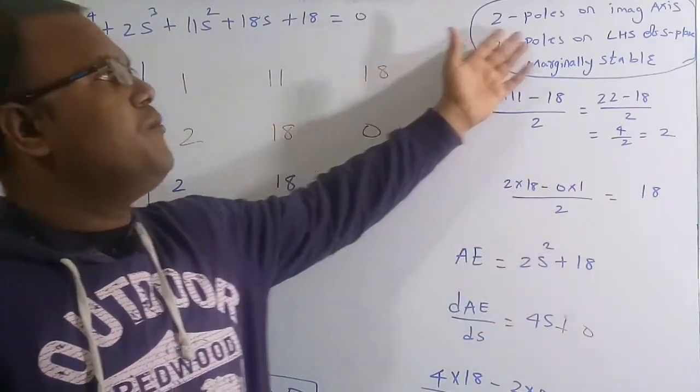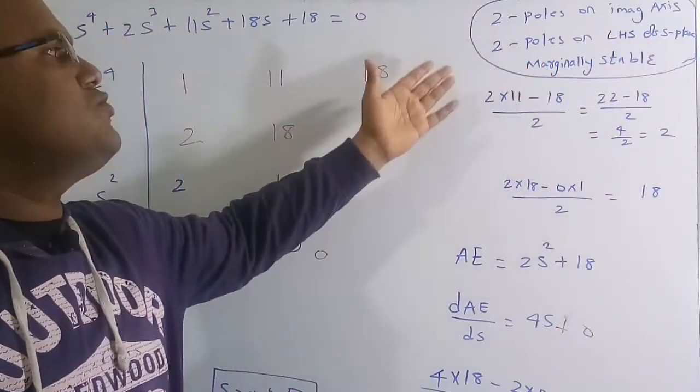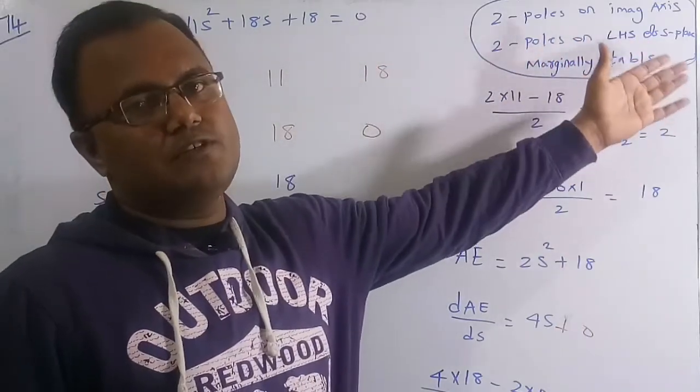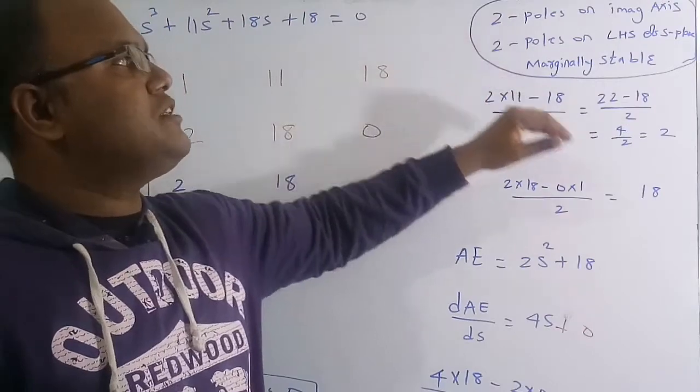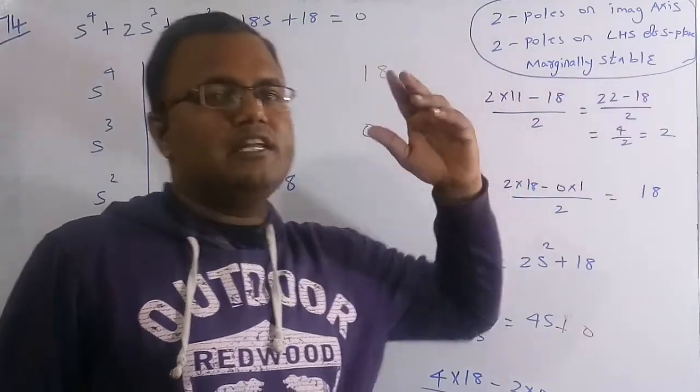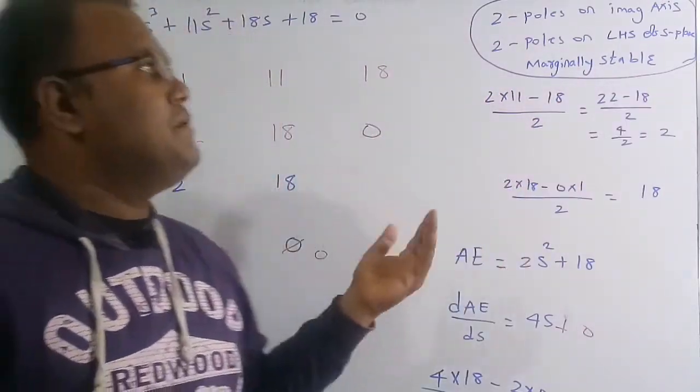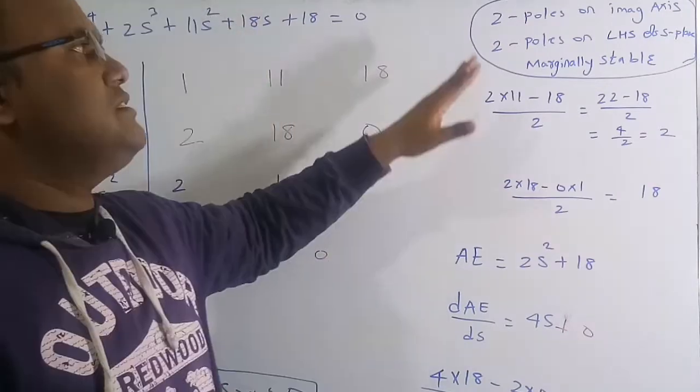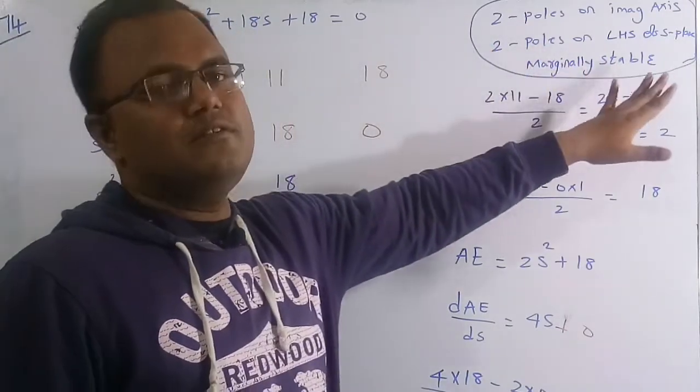So therefore two poles are going to lie on the imaginary axis and two poles are going to lie on the LHS of S plane. So we can say the system is marginally stable because simple poles are present on the imaginary axis. So we can conclude that the system is a marginally stable system.